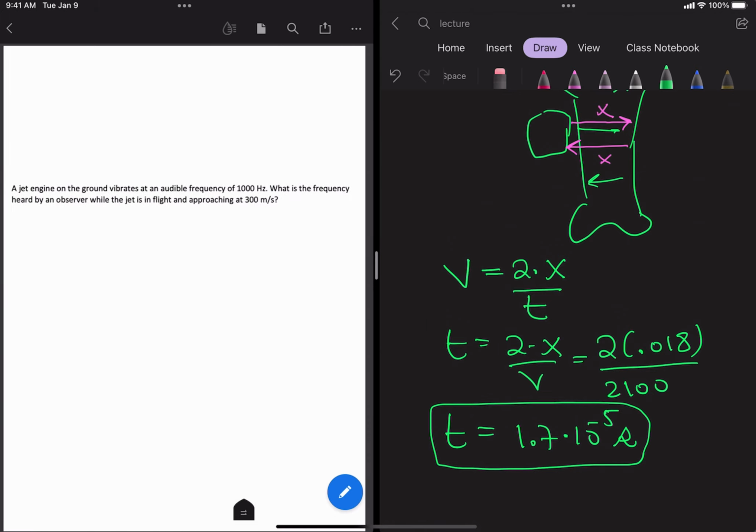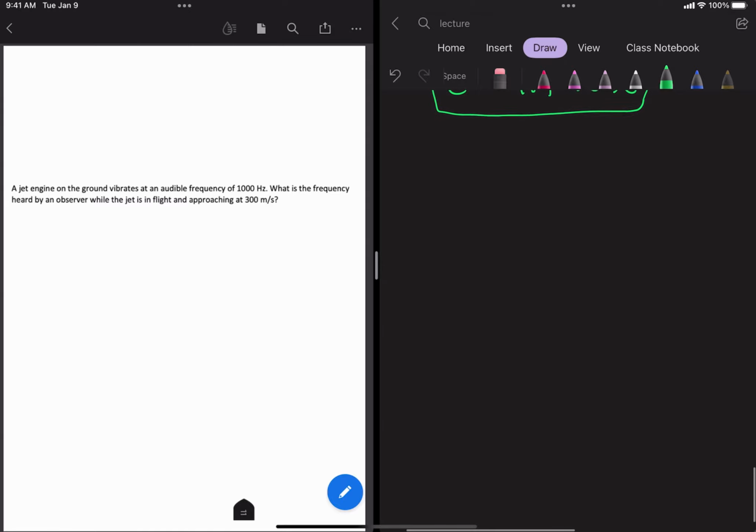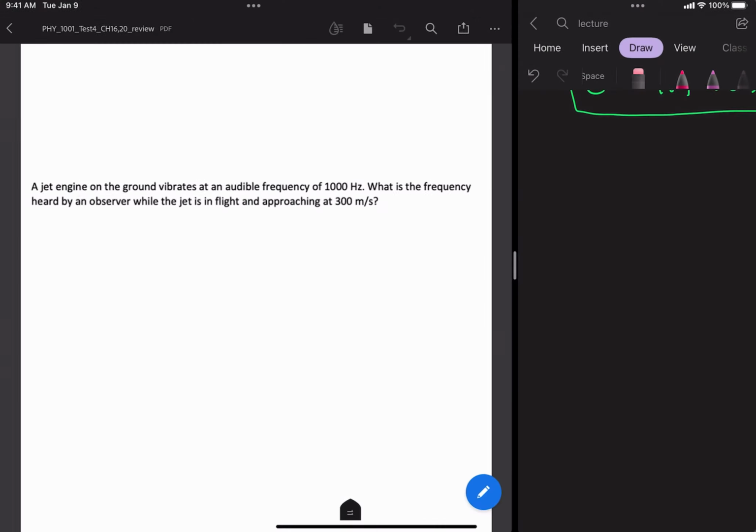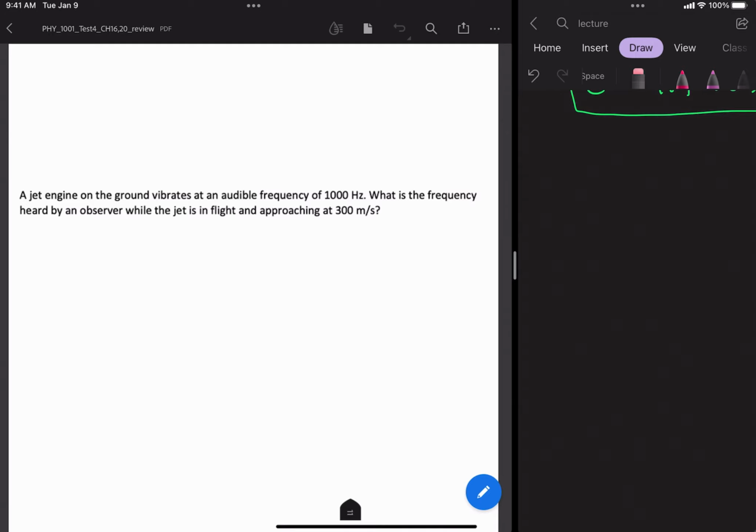Okay, so next one. So this is a Doppler effect question. It says a jet engine on the ground vibrates at an audible frequency of 1,000 hertz. What is the frequency heard by an observer while the jet is in flight and approaching at 300 meters per second? So go ahead and pause, try to solve this, and when you're ready, unpause.